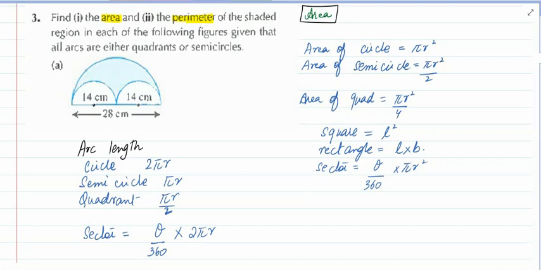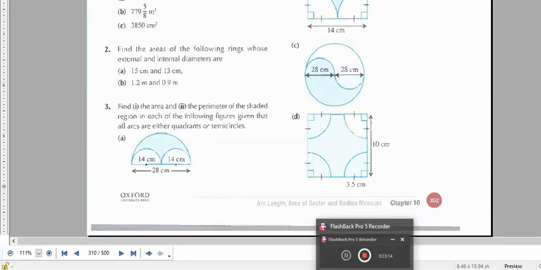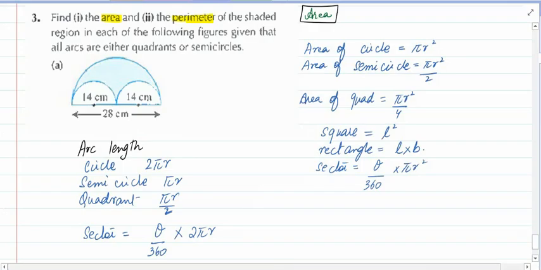Now come back to our question. We need to find the area. First thing is a strategy. How are we going to find the area? So first thing, we need to find the area of the larger semicircle, right? And we need to find the area of these two smaller semicircles, and then you need to subtract these two, right? So first try it by yourself, what I've explained to you.